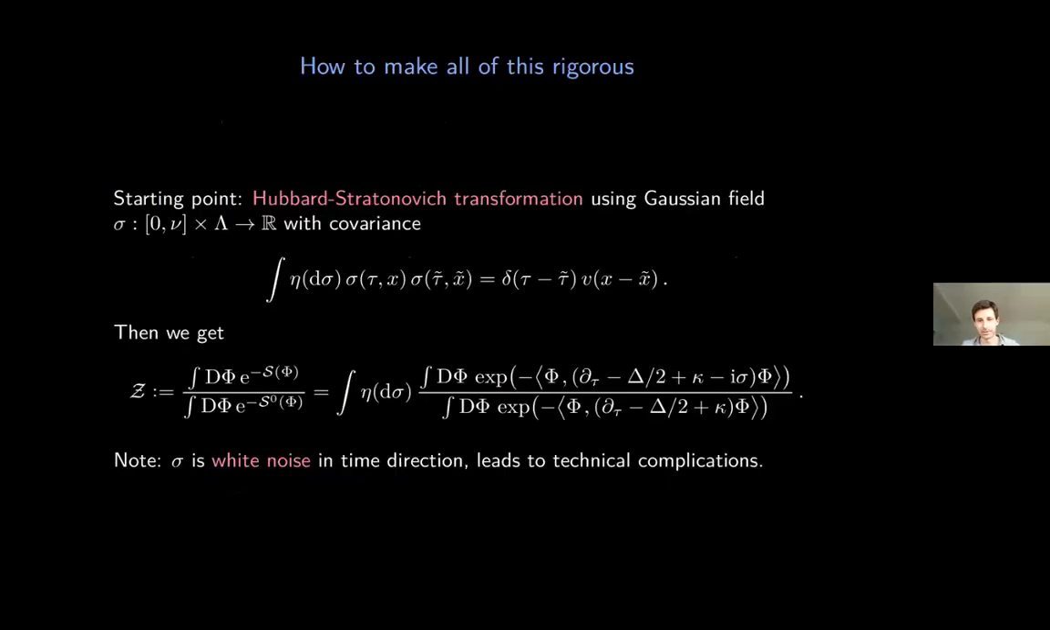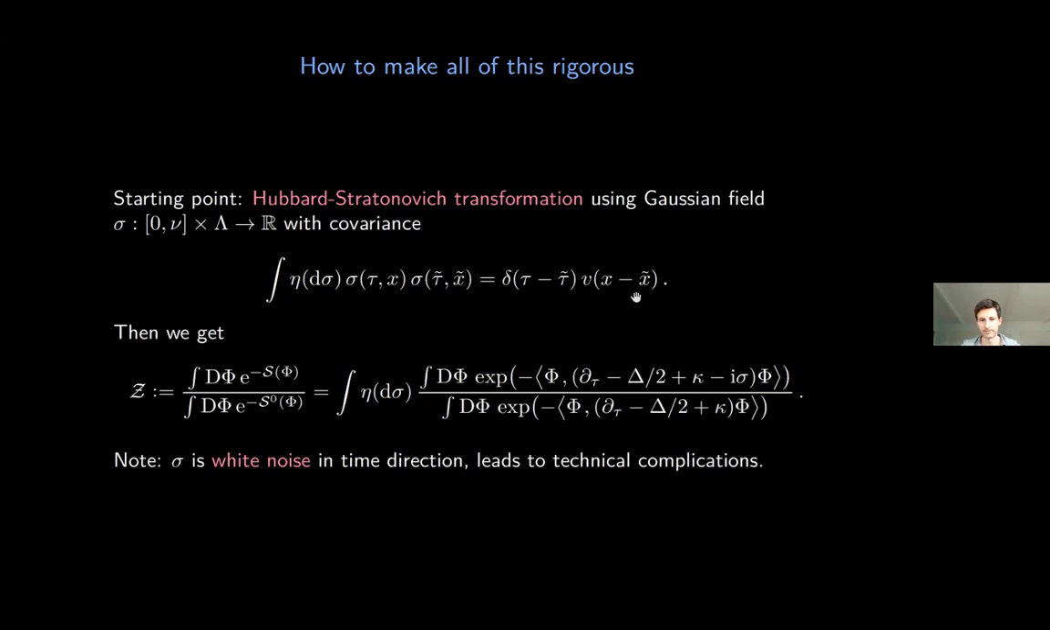So the starting point is to do a Hubbard-Stratonovich transformation. How does that work? You introduce a new Gaussian field, a real Gaussian field on space-time. This is a field I call sigma. And the Gaussian measure I call eta, and it has the following covariance. It's a delta function in time, and it's v in space.